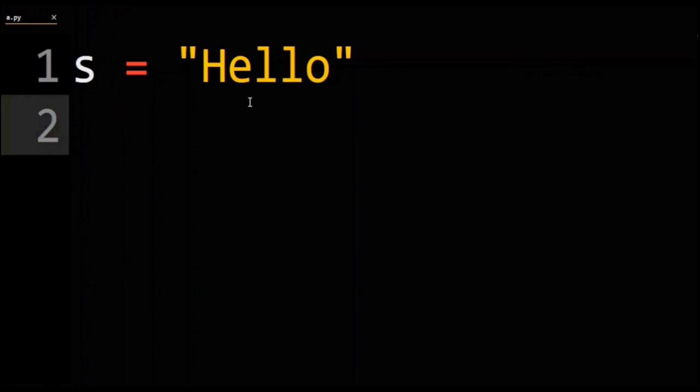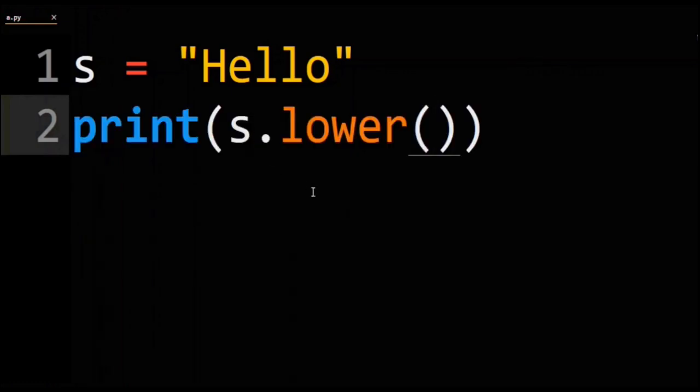Let's set up some quick code to see how lower works. We will have a string S called hello with the first letter capitalized. If we call lower, we will see that lower returns the string hello in all lowercase.